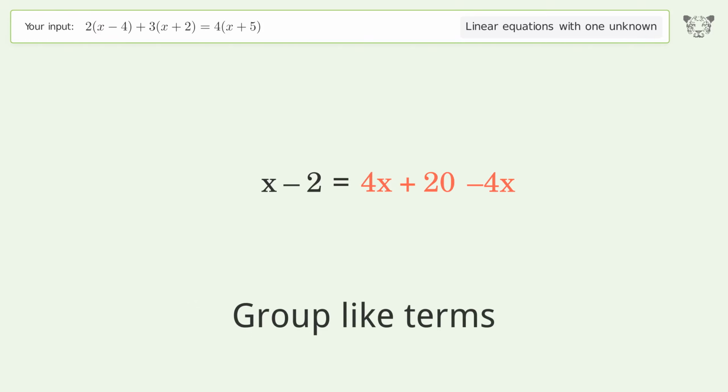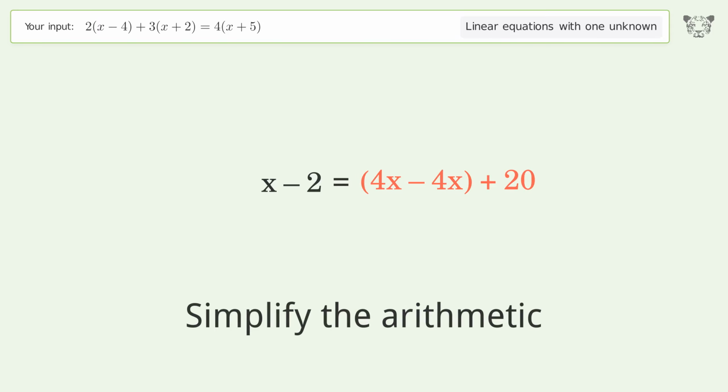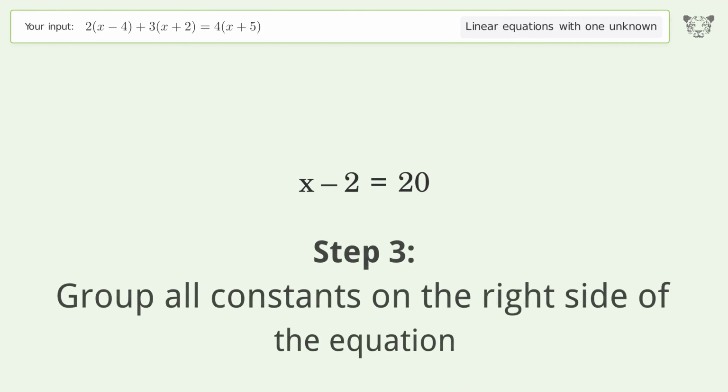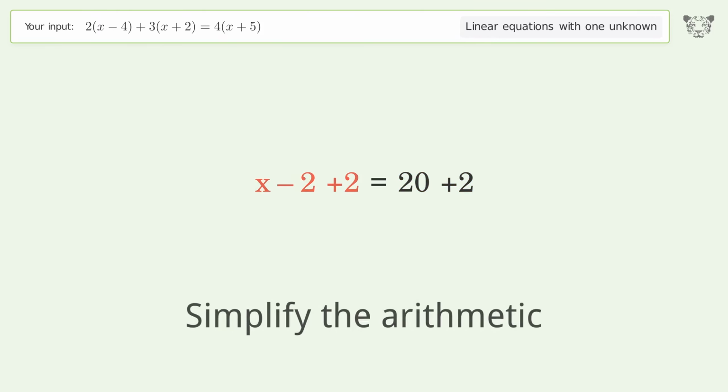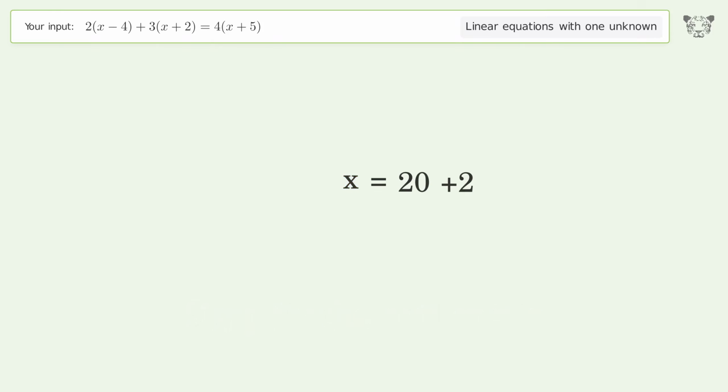Group like terms. Simplify the arithmetic. Group all constants on the right side of the equation. Add 2 to both sides. Simplify the arithmetic. And so the final result is x equals 22.